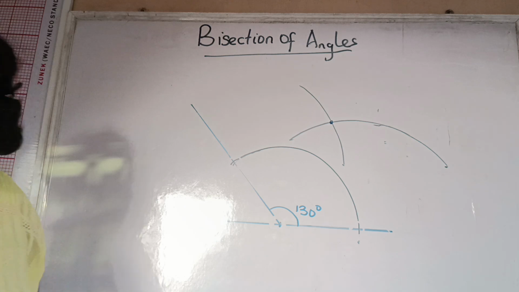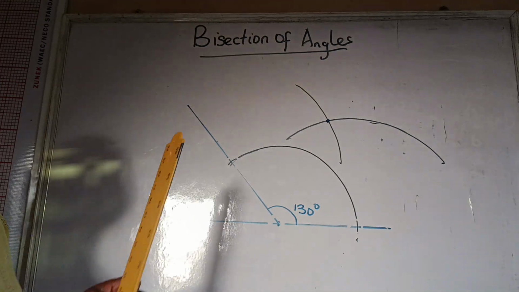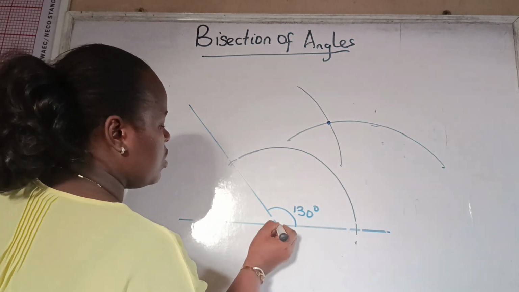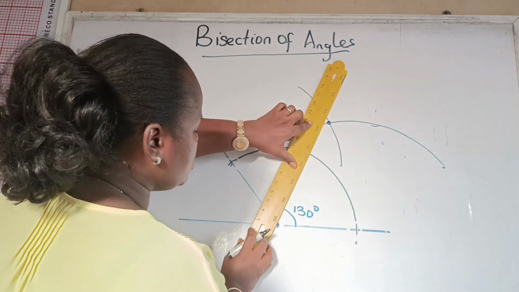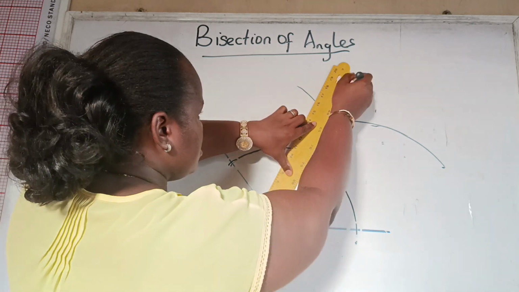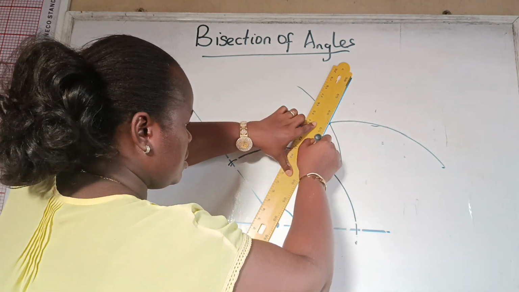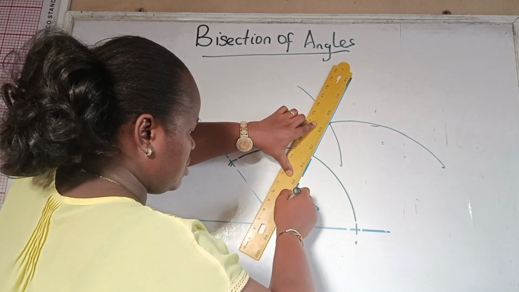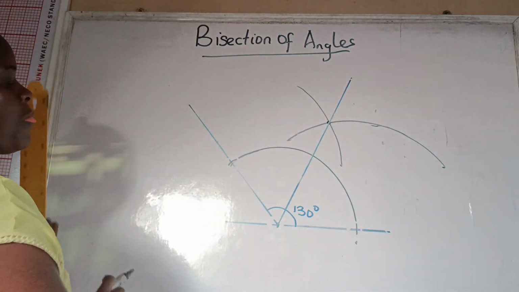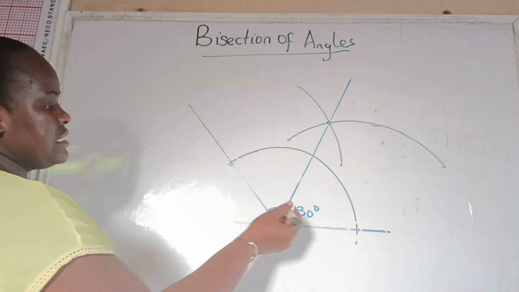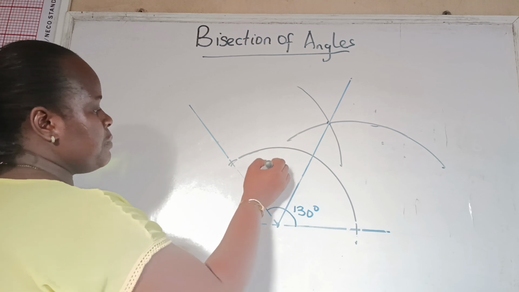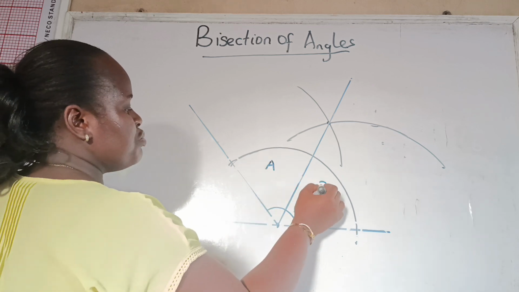So I'll use my ruler once more to join this point of intersection with the origin point. Okay, I have succeeded in dividing this angle of 130 degrees into two equal parts. This is part A and part B.